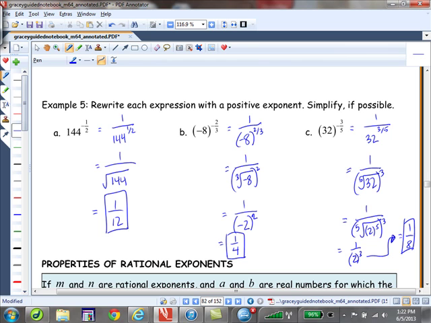And some of these start to get a little bit confusing. Let's just highlight what goes with what. The cube root of negative 8 has a result of negative 2. Over here, the 5th root of 32 is equivalent to the 5th root of 2 to the 5th, which was 2. The square root of 144 was 12.